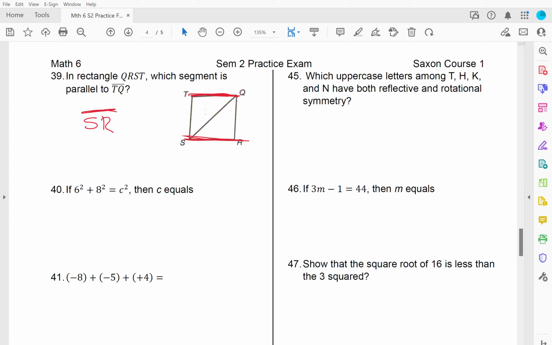If 6 squared plus 8 squared equals C squared, then what does C equal? So 6 squared is 36. 8 squared is 64. That equals 100. So if C squared equals 100, what does C equal? That's right, C would equal 10.